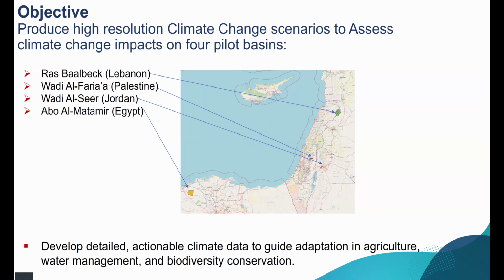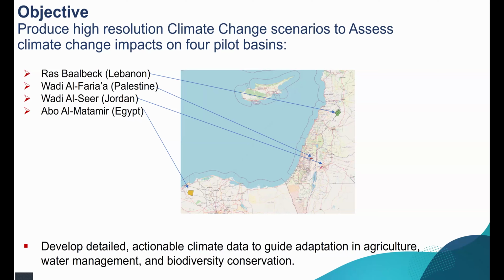So before diving into the technical details, I'd like to first highlight the main objective of this work. Our goal was to produce high-resolution climate change scenarios to assess the impacts on 4 specific pilot basins, which are shown in the figure here: Ras Ba'albak in Lebanon, Wadi al-Fari'a in Palestine, Wadi Sir in Jordan, and Abu al-Matamir in Egypt.